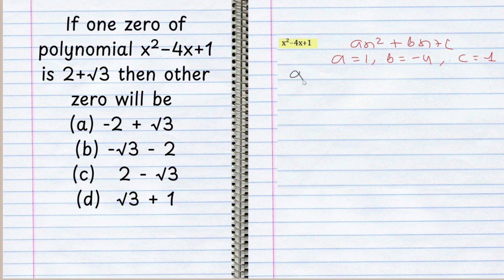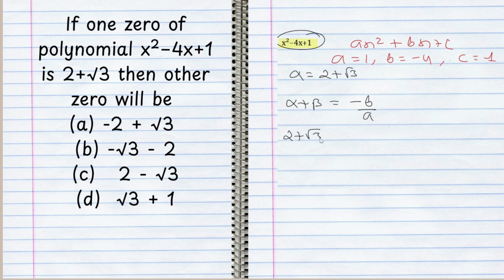Now we were given one of the zeros, and we know that alpha and beta are the two zeros taken. So if I take alpha as one of the zeros, which is given as 2 plus under root 3. Now we have a relation between the sum of the zeros, that is alpha plus beta, the sum of the zeros, is minus b over a.